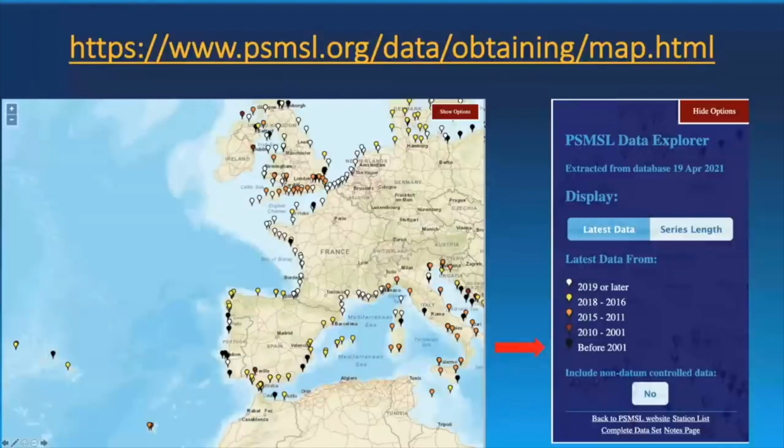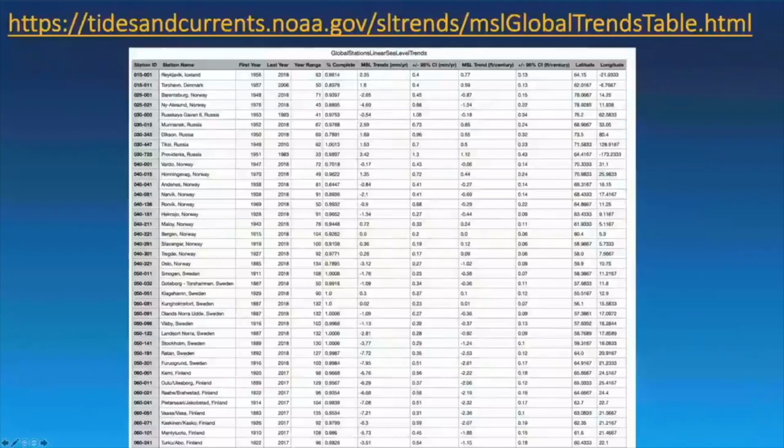They are represented in white when the data are actualized, and in black where the data are before 2001. So I also used the NOAA site because it has some differences. It's easier to map, to make some cartography, and so I used it quite a lot. You have here the link for seeing it.